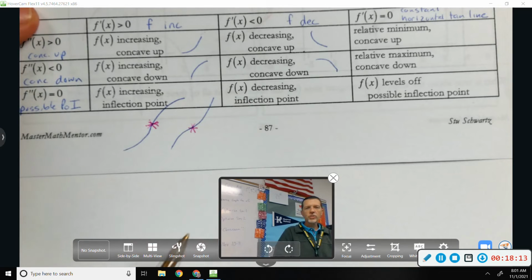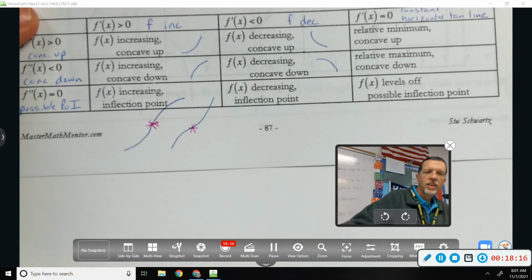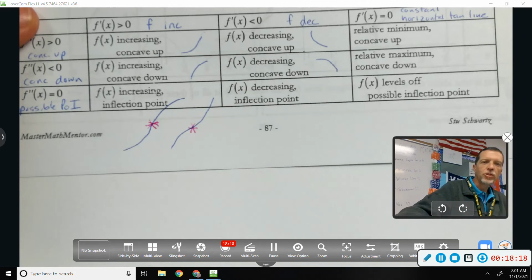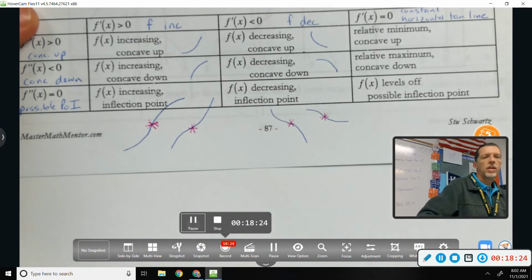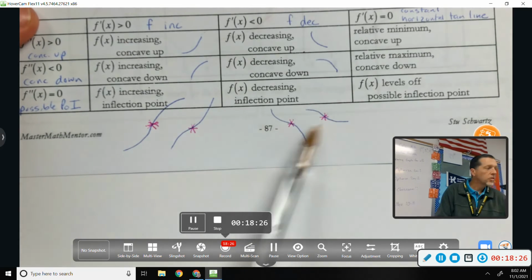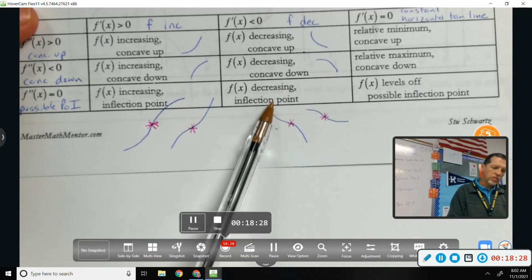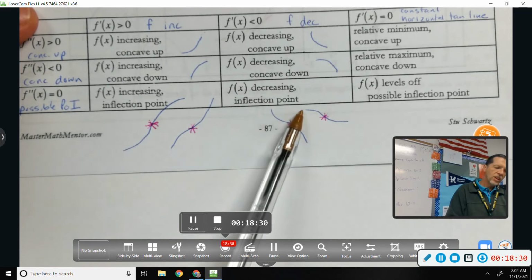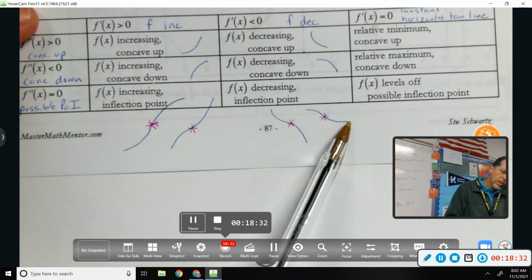See if you can draw those two spots. I'll hit pause. So draw the two possible pictures for this box. So both of those are decreasing. This one changes from concave up to concave down. This one changes from concave down to concave up.